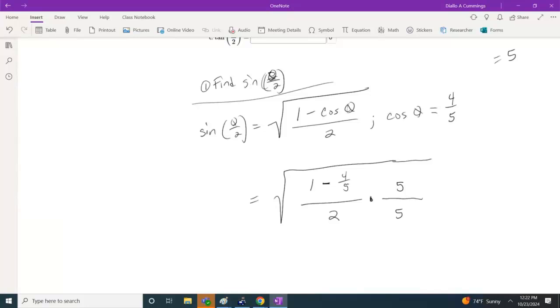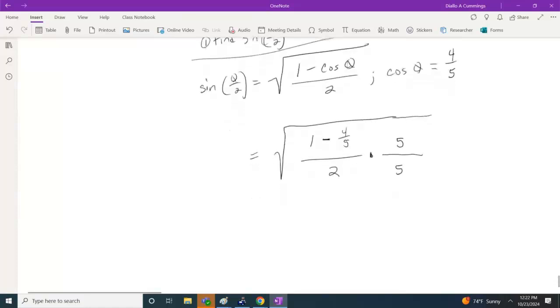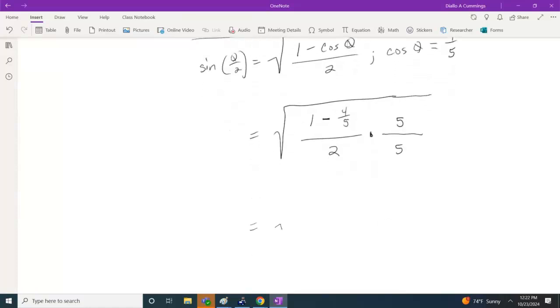So this is the trick to simplify this up a little bit, because I'm multiplying by 1. 5 over 5 is 1. Anytime you multiply something by 1, you're not changing the value, but you can change the way that the number is expressed. All right. So this is still in the square root.